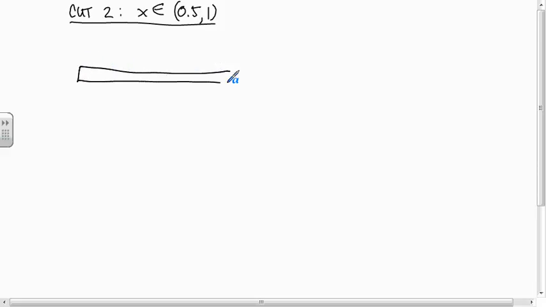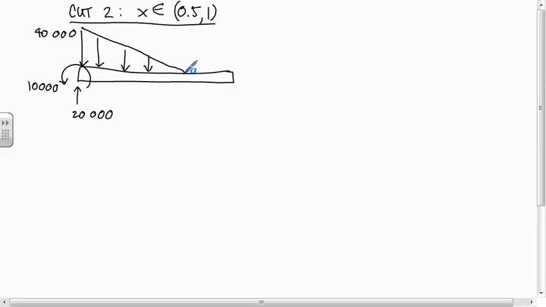What are the allowable x values for cut 2? 0.5 to 1. All right, so this cut looks something like this. We have the entire triangular distributed load on the left. That's going to make that a lot easier to work with. It has a height of 40,000 newtons per meter. We have this upward reaction force of 20,000. We have a couple of 10,000. And now over here we have this incomplete triangle. The good news is, since the point of the triangle is on the left side, it's still a triangle. We don't have to do that trapezoid thing. The moderately bad news is that we don't know what the value of this is.